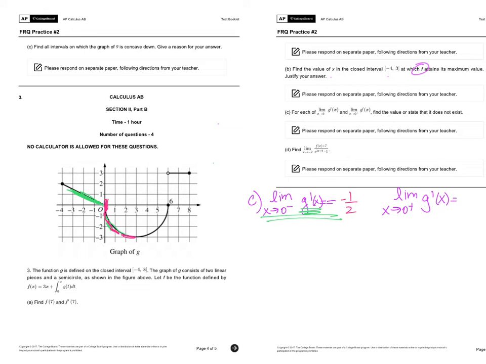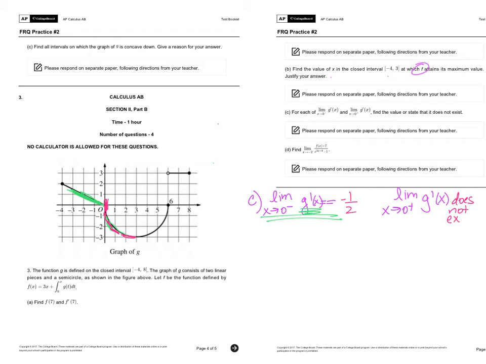And you go, well, can I put equals infinity? Because the slope is becoming very, very high. Use the wording from the problem. And remember, a limit of infinity means that limit does not exist. So this does not exist.